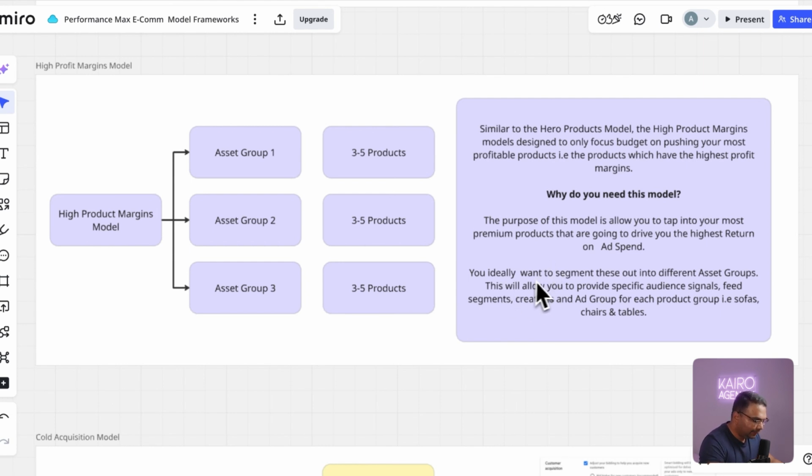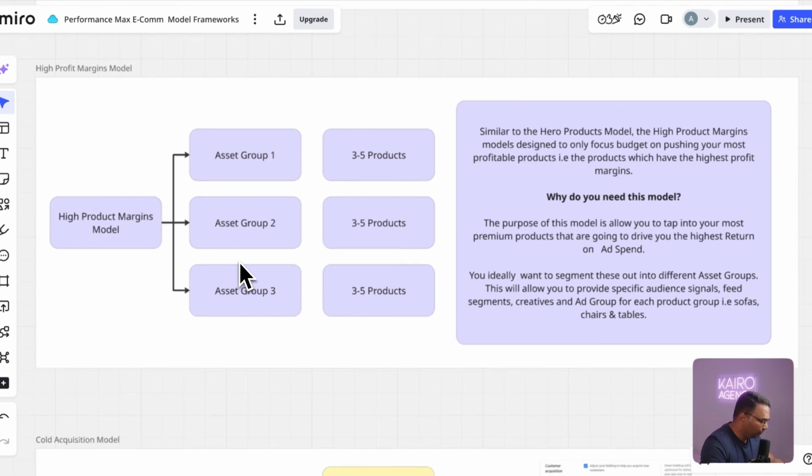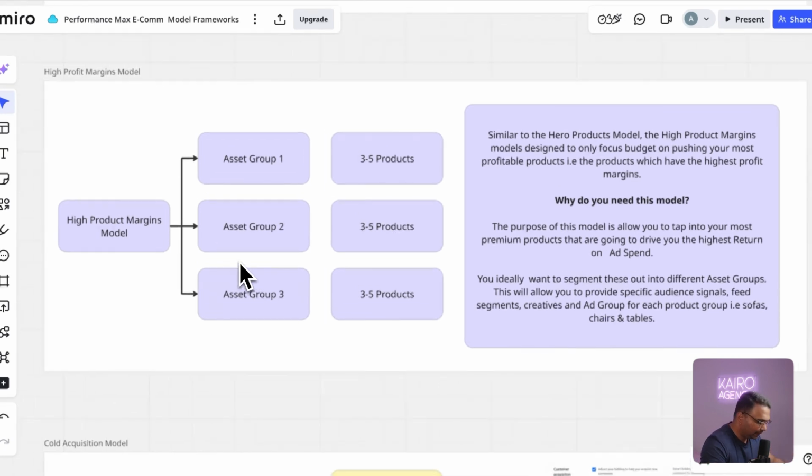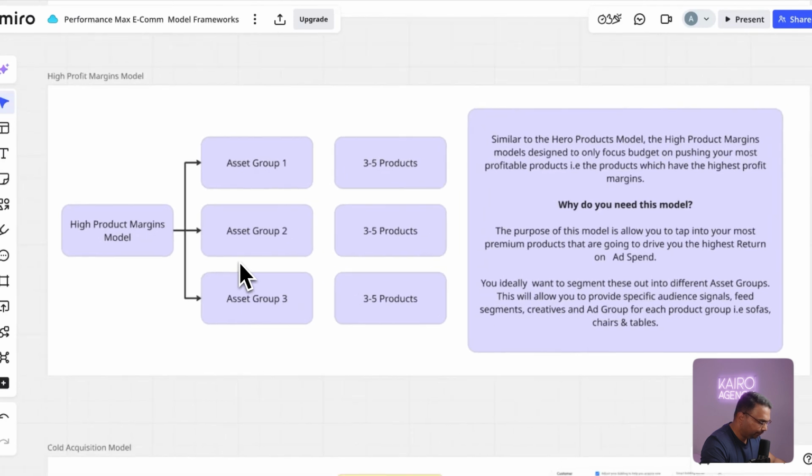Now, you ideally want to segment these out into different asset groups. This will allow you to provide specific audience signals, very important, feed segmentations, creatives, and ad copy for each product, i.e. sofas, chairs, tables, like the example I gave you. By simply doing this alone, you are going to transform your Google Ads account again and your business as a whole. So again, we've got hero products, high profit margin products. Those two alone can honestly add an extra 20 to 30% revenue to your business a month.